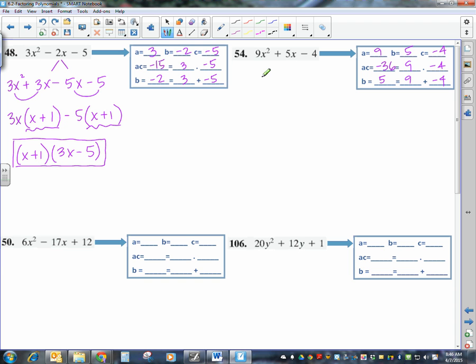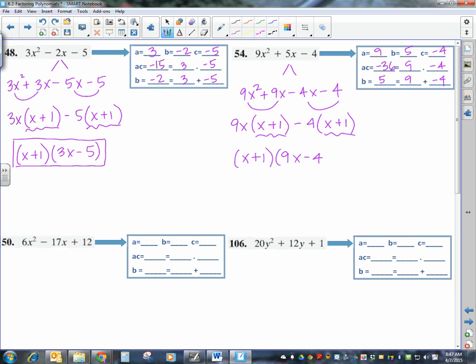And I'm going to break that up. So that gives me 9x squared plus 9x minus 4x minus 4. Again, grouping the first two, grouping the last two. They have a common factor of 9x, leaving me with x plus 1. Always takes that sign. Common factor of 4 and x plus 1, because I had to change the sign when you factor out a negative. This is my common factor, x plus 1, 9x minus 4.